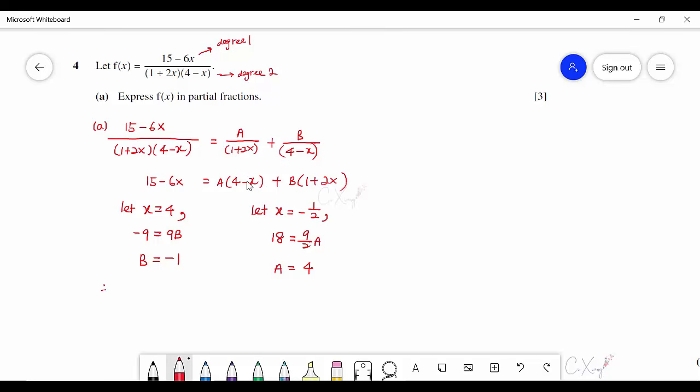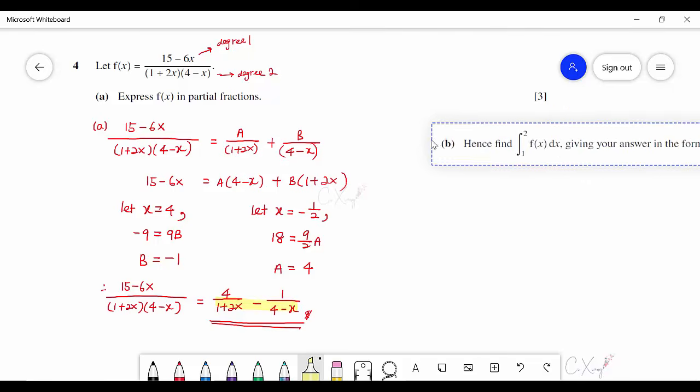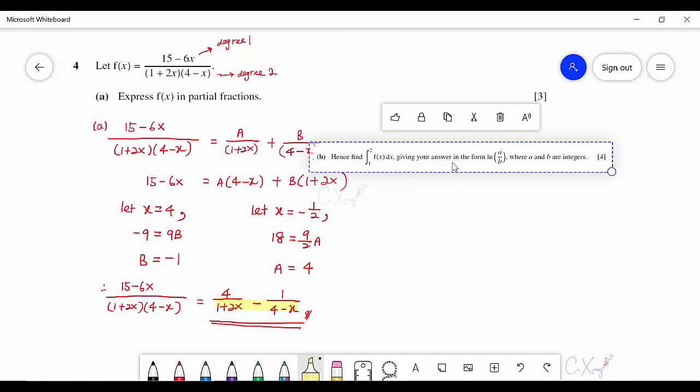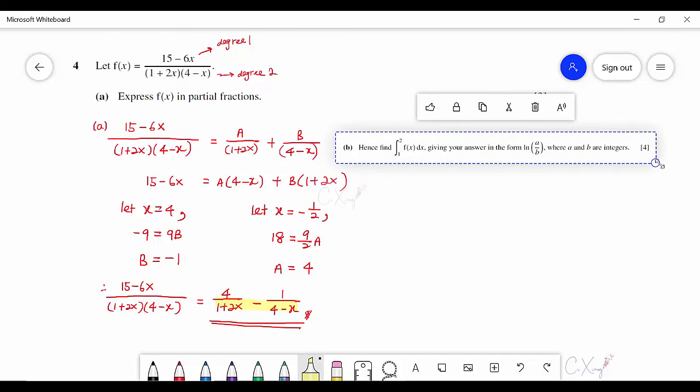Okay, so again, very easily, you will have the partial fraction like this, which is equal to 4 divided by 1 plus 2x, then minus 1 over 4 minus x. Right, so this is what we have for our partial fraction. Okay, for part A. Right, then now for part number B. Okay, for part number B, this is the question. Alright, so I hope that you can see it.